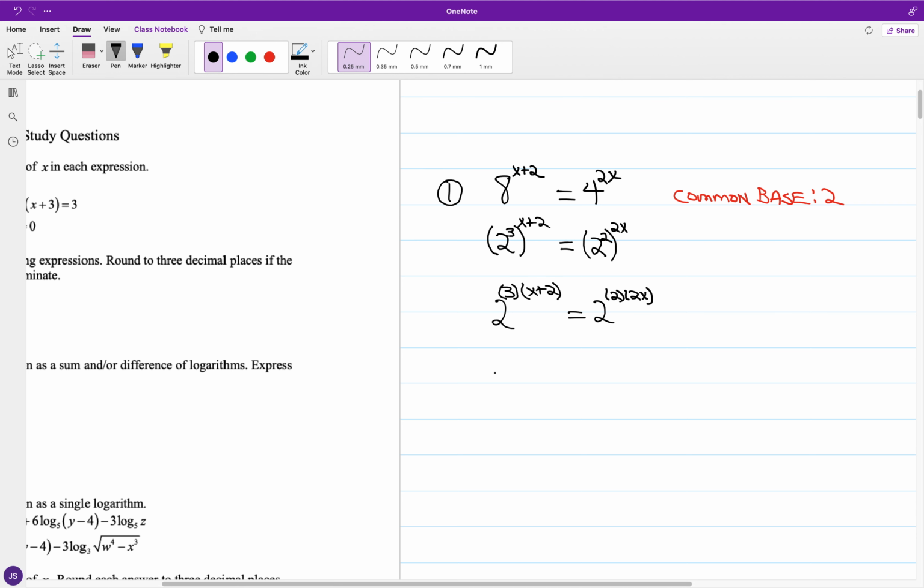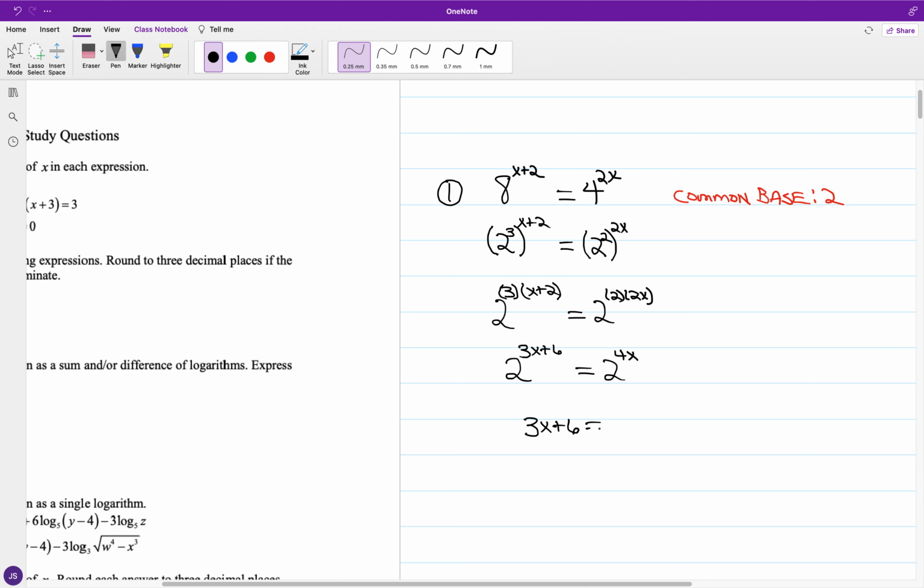For what we have on the left, we're going to have 2 raised to the 3x plus 6. It's going to be equal to 2 raised to the 4x. Now we have single terms in base 2. We've taken care of the power property, and we've individualized our exponents. So we've got 3x plus 6 on the left, 4x to the right, and I can set these powers equal to each other and solve for x.